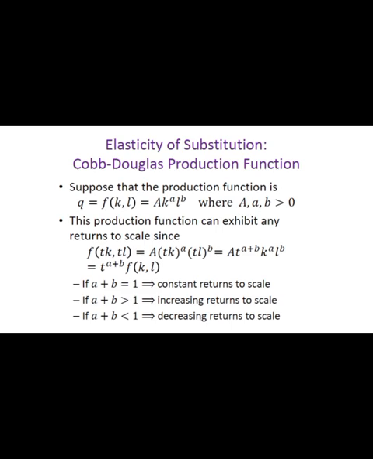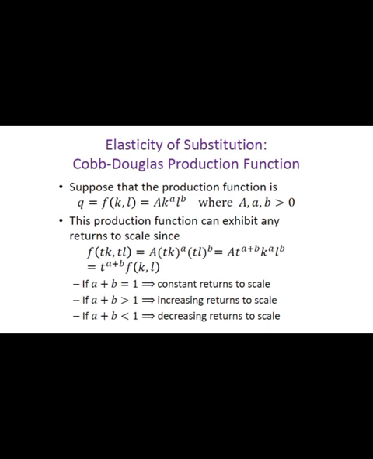The first key property is its returns to scale. What happens if we double all our inputs? Let's scale both K and L by a factor T. We plug TK and TL into the function. After factoring, we see the output is scaled by T to the power a plus b. This is incredibly flexible.